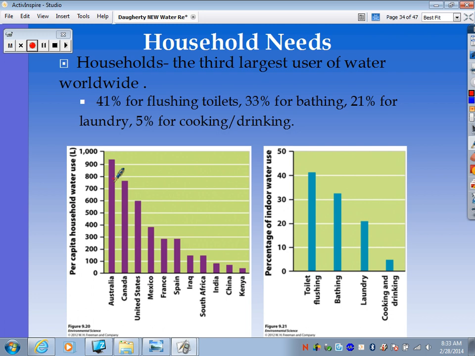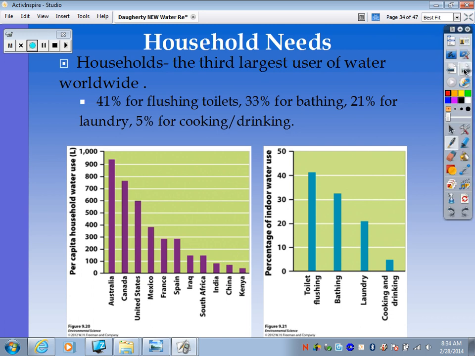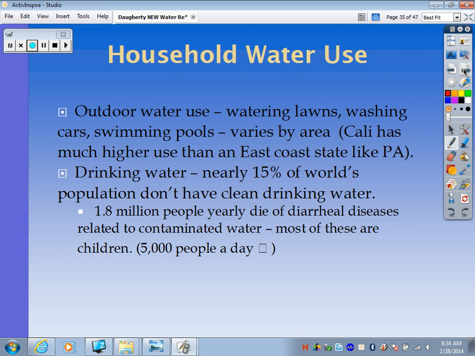And it looks like Australia and Canada actually have higher per capita, per person water use than the U.S. So that's something where we're not the biggest problem worldwide. Okay, and then you've got a whole bunch of other ones over here. Let's move on. Okay, so more stuff on household water use.